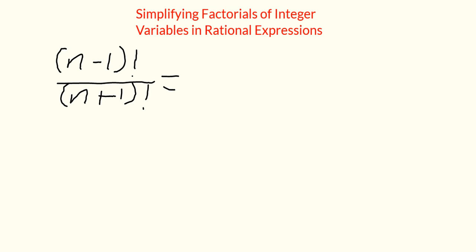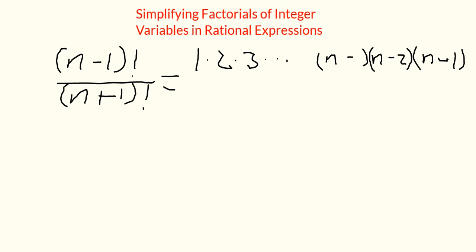Well, we could go ahead and take a look at the definition of what a factorial is. The definition of a factorial for n minus 1 factorial, we could go ahead and write that out as the product of 1 times 2 times 3 times all of the integers all the way up to n minus 1. The numbers preceding n minus 1 would be successively 1 less. So 1 less than n minus 1 would be n minus 2. 1 less than that would be n minus 3, and so on.